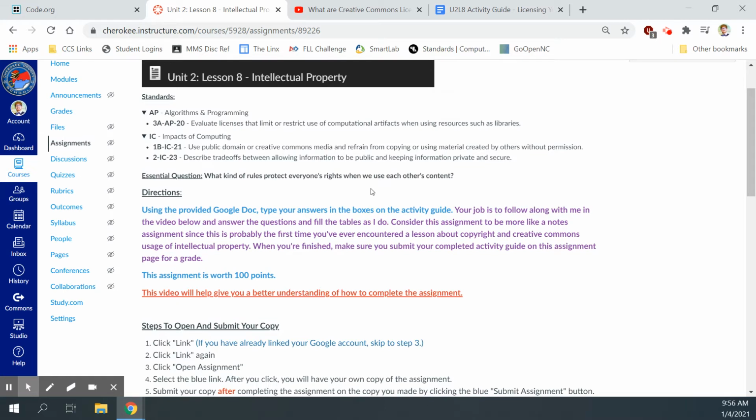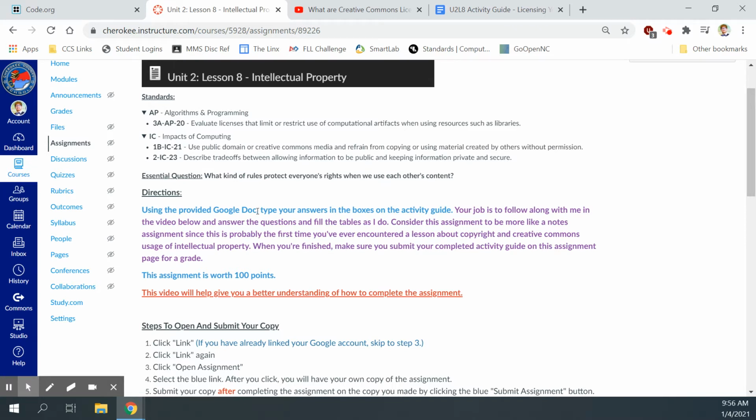Our essential question for today is, what kind of rules protect everyone's rights when we use each other's content? Well, rules applied to intellectual property are called copyright law and/or Creative Commons licensing.